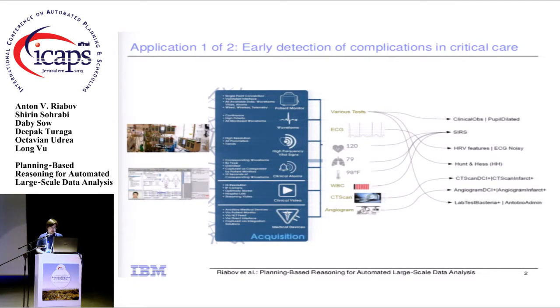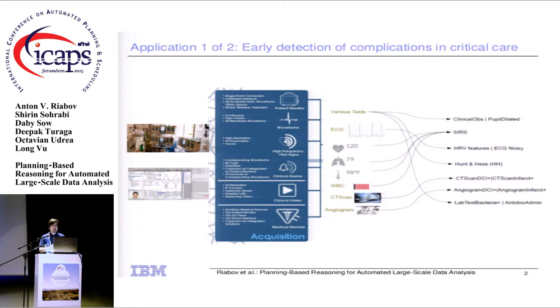So we are describing two applications. Both are built based on the same architecture and the same planning approach. And these applications do data analysis in different domains. The first application that we consider is a healthcare application. It's the early detection of complications in critical care.